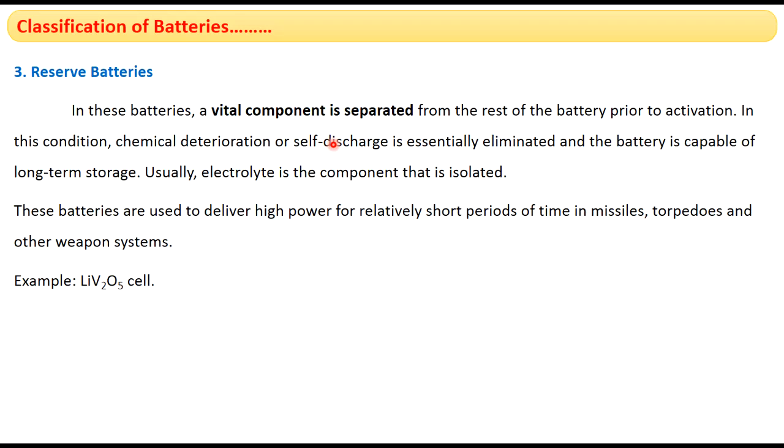Electrolyte is the vital component that is isolated from the other components. Reserve batteries are especially preferred for applications where we need high power for shorter periods. For a short period of time, if we want high power, we'll go for reserve batteries. So reserve batteries are mostly used in missiles, especially in warfare: missiles, torpedoes, war weapons, and some other weapon systems.